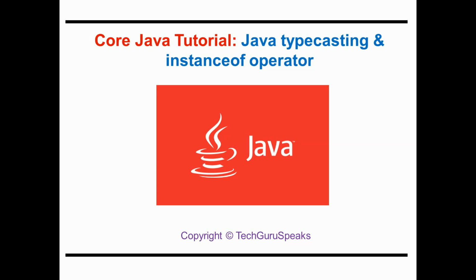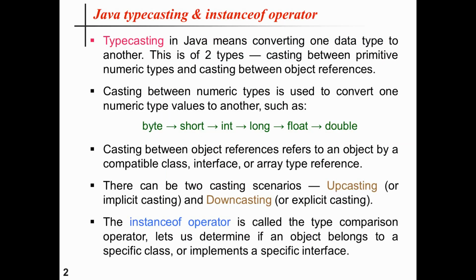Today I'd like to discuss Java typecasting and the instanceof operator. Typecasting in Java denotes converting one data type to another data type. This is of two types: casting between primitive numeric types and casting between object references, or simply references.